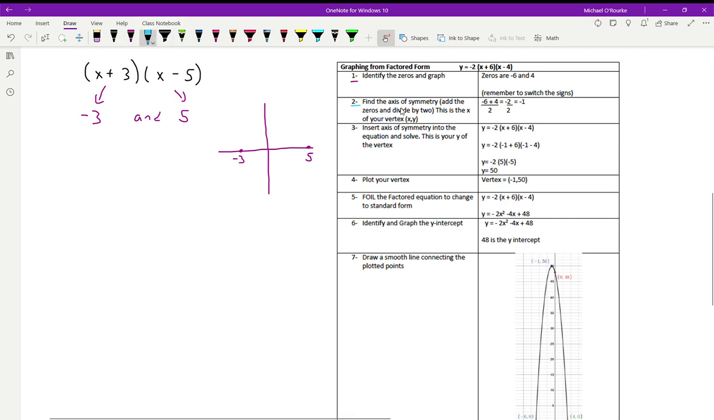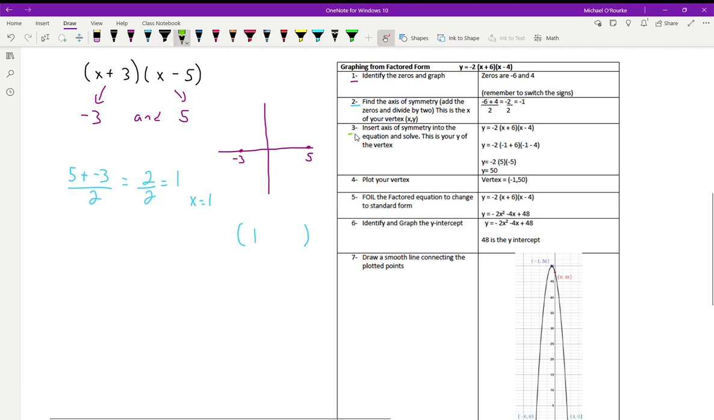Now I want to find the axis of symmetry. I want to know where the middle of my parabola is. So the way I do that is I add the zeros and divide by 2. So I go 5 plus -3 divided by 2 equals 2 divided by 2, which equals 1. So this is the x of my vertex. So if I was writing my vertex right now, it would be 1, and that's what x is equal to.